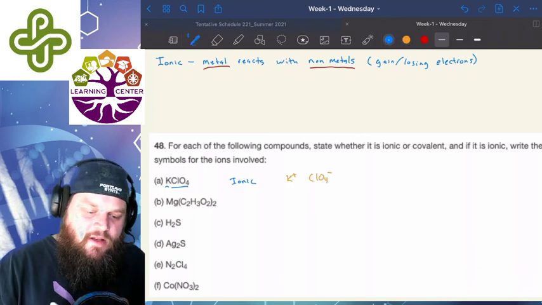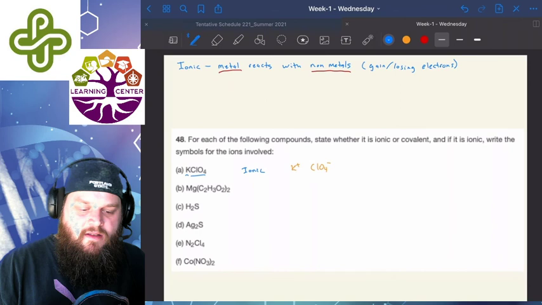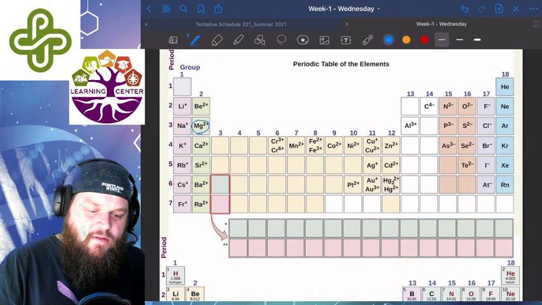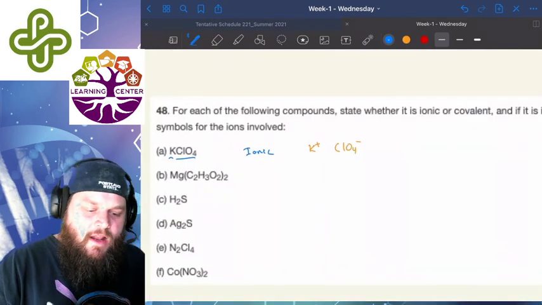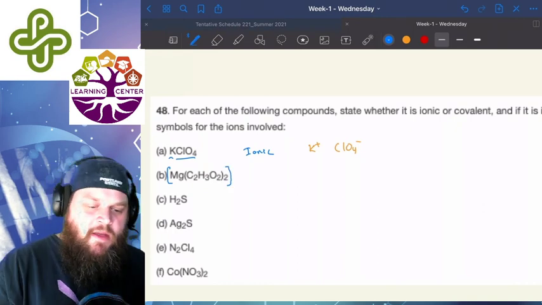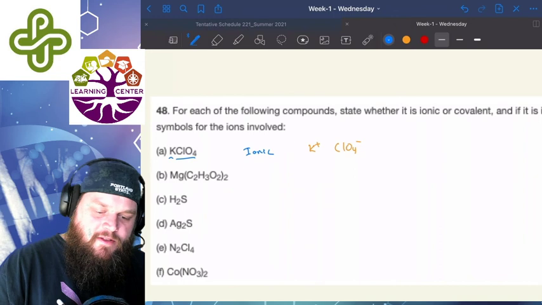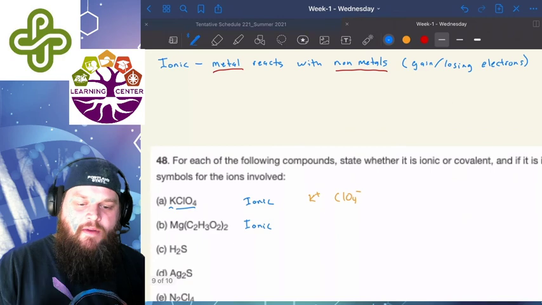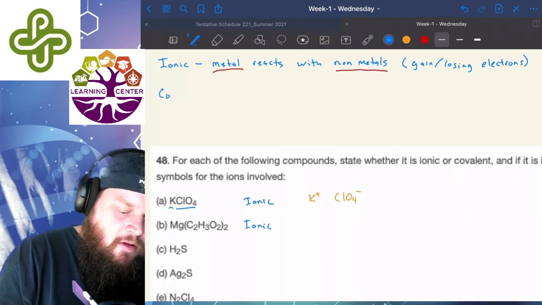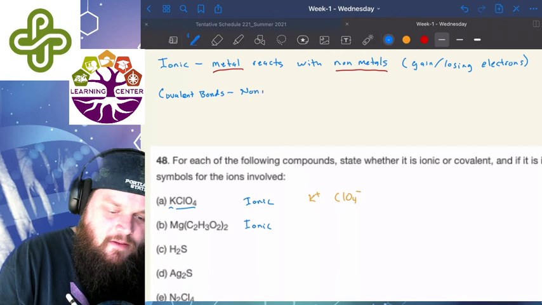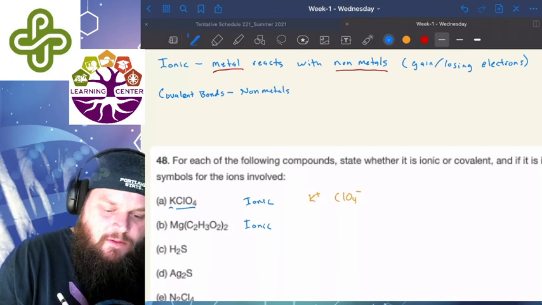This next one, magnesium, Mg. So looking for magnesium on our chart, we see it's right here, +2. And I should mention, this whole compound has a neutral charge. Again, this is ionic because magnesium is a metal. Ionic bonds are when metals react with nonmetals. I never wrote what covalent bonds are. It's when nonmetals react with nonmetals.